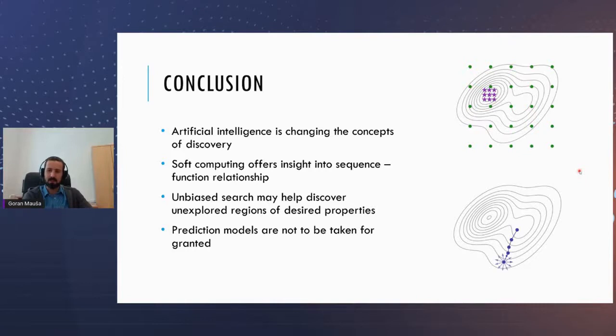Soft computing offers insight into complex relationships such as sequence-function, which I mentioned. And this relationship is so far unknown from the theoretical point of view. Finally, we may benefit from computational methods in a seemingly unexpected way, because this unbiased search that is free of prejudice assumptions may ultimately find superior solutions.